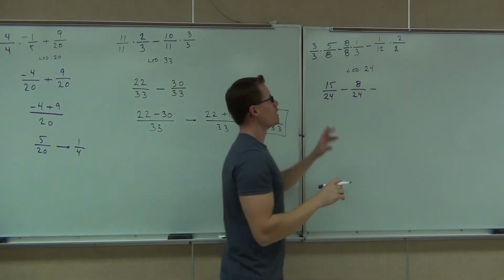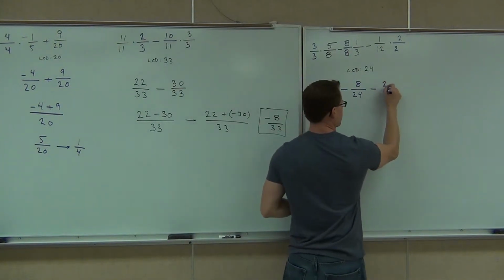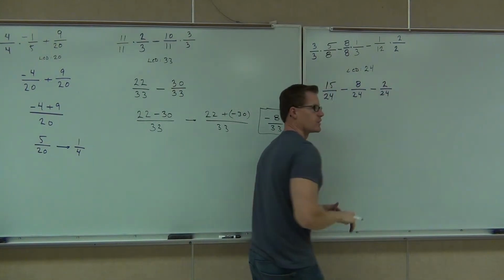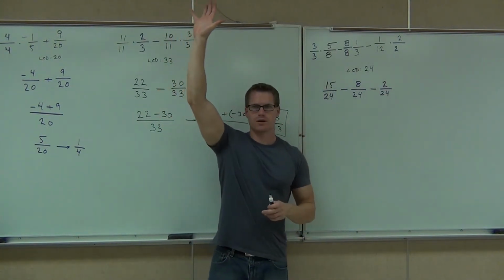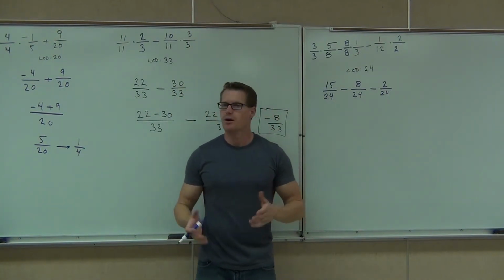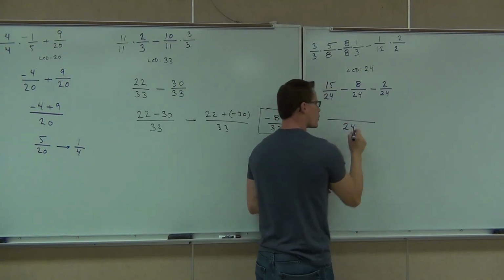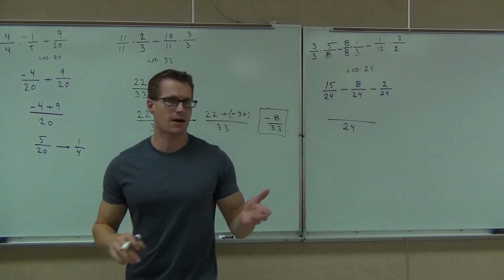And lastly, we've got 1 12th times 2 over 2. That's going to give us 2 over 24. Hey, by show of hands, how many people think they can make it that far? 4 out of 5. Good, all right. Now that we have a common denominator, we can write this as one fraction. Of course, our denominator is not going to change. We're still going to have that 24.